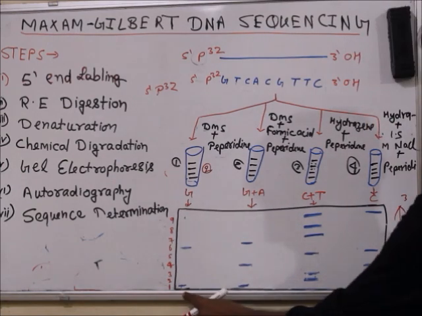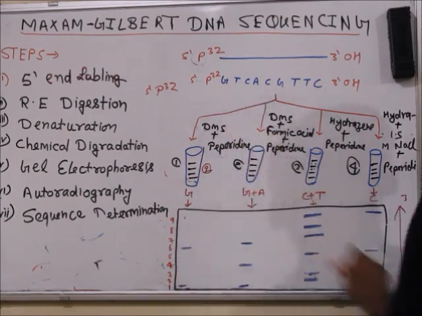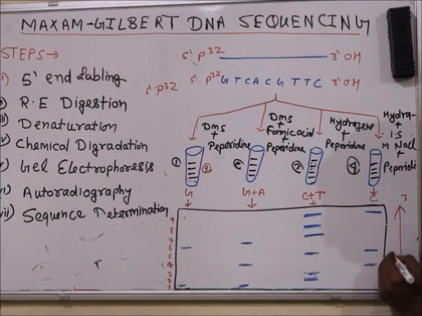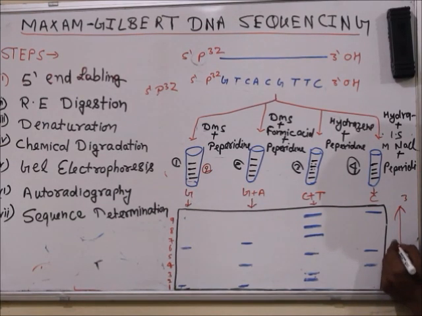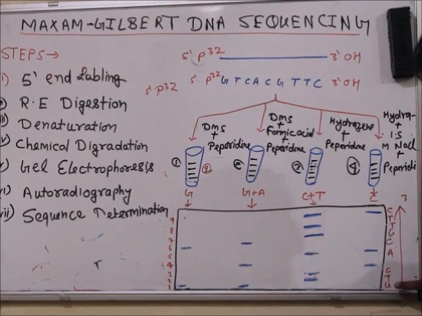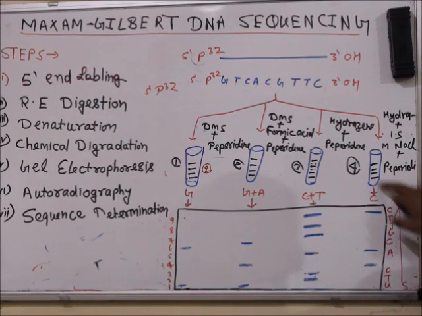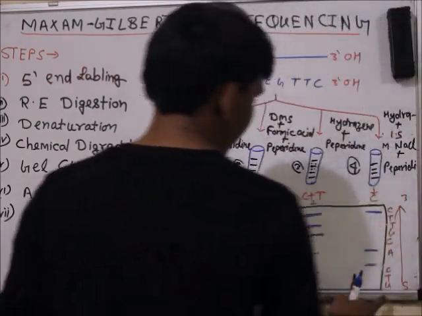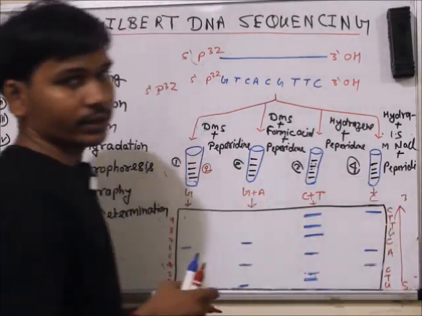So this is G, T, on the basis of this you can say 5 prime, and G, T, C, A, C, G, T, T and C. You can make the sequence, okay? G, T, C, A, C, G, T, T, C. That is the sequence from bottom to top, from the bottom 5 prime end to the top 3 prime end.